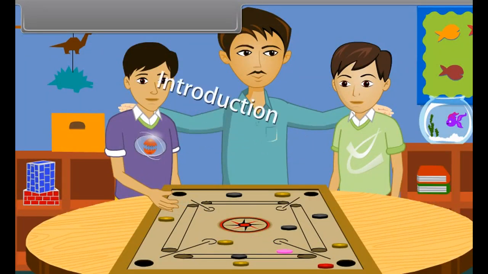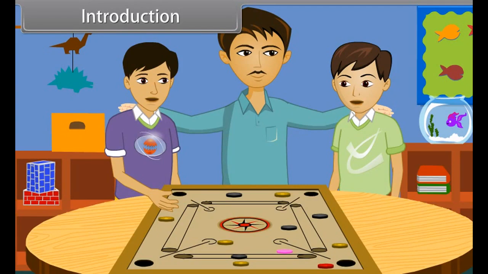Introduction. Hey kids, what are you doing? We are playing Carrom board. Wow, that's great. Can I ask you something? Sure, Dad. Do you know which motion is occurring in this game? Yes, motion in a straight line. But your coins are continuously changing direction. What about this?